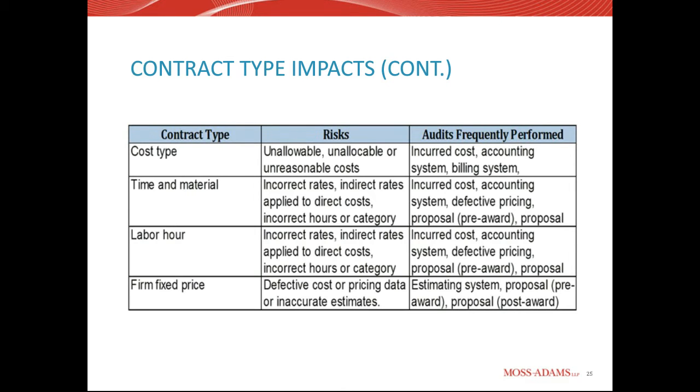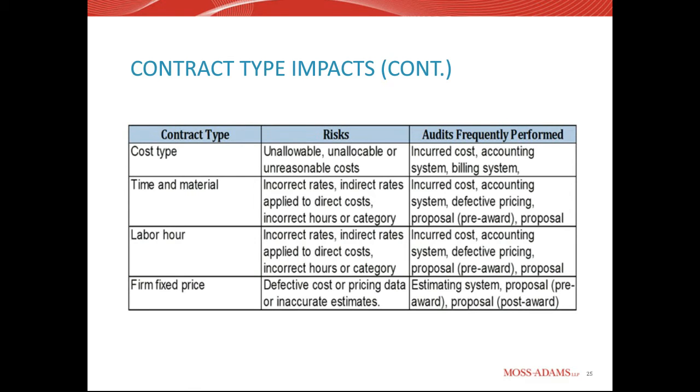So time and material contracts and labor hour kind of have the same risks here. Incorrect rates. So if at the time of negotiation of those T&M rates, they didn't provide accurate current cost pricing data, then that becomes a risk that those rates were incorrect and should have been adjusted to reflect the actual cost as adjusted for known changes expected in the future. So also incorrect hours or incorrect category are risks related to these types of contracts. So the types of audits frequently performed, incurred cost is needed.